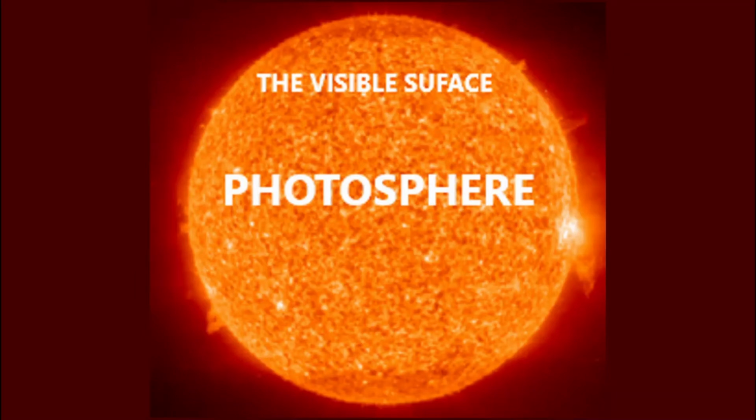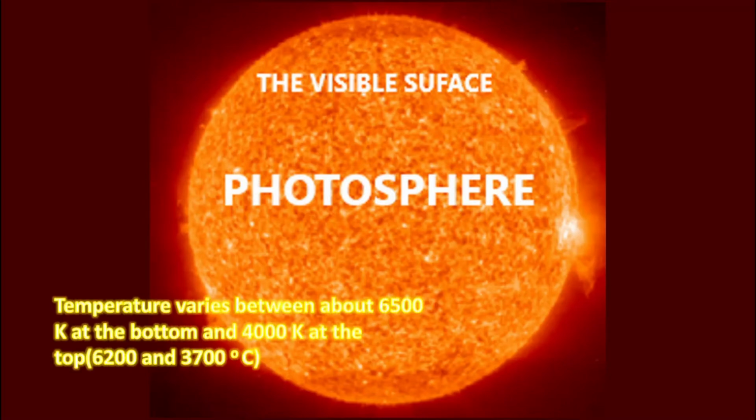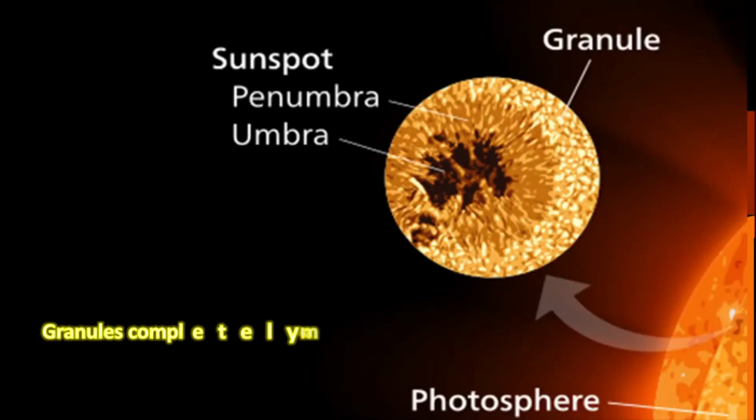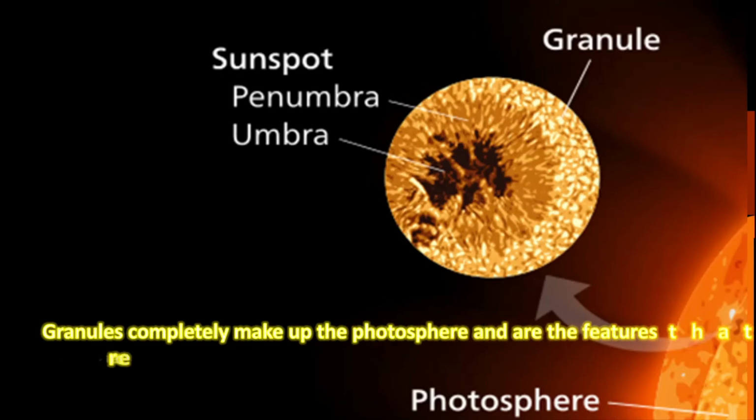Number 3. The photosphere. The photosphere is the deepest visible layer of the Sun. The temperature in the photosphere varies between 6500 Kelvin in the bottom and 4000 Kelvin at the top, which is 6200 and 3700 degrees Celsius. Most of the photosphere is covered by granulation caused by convection currents. Granules completely make up the photosphere and are the features that receive and radiate light.